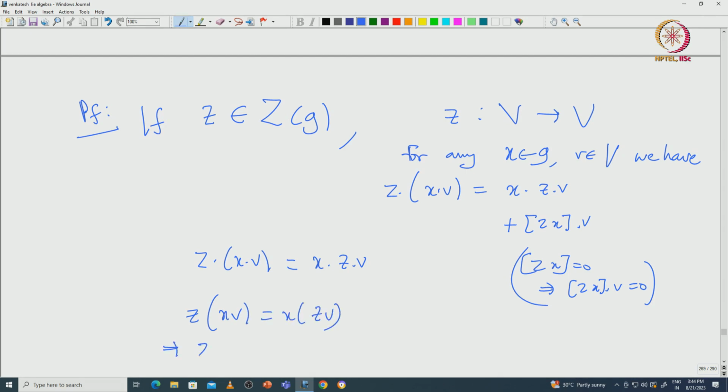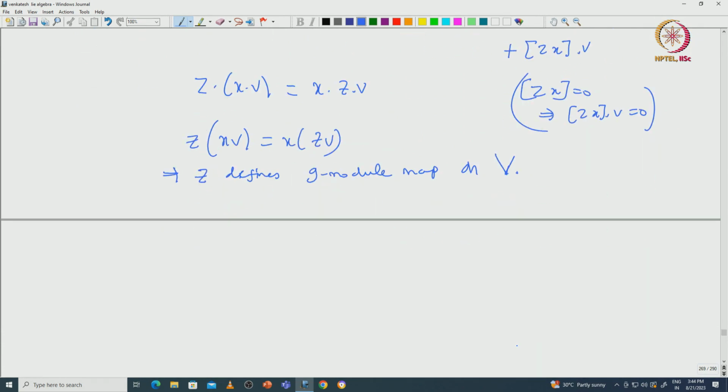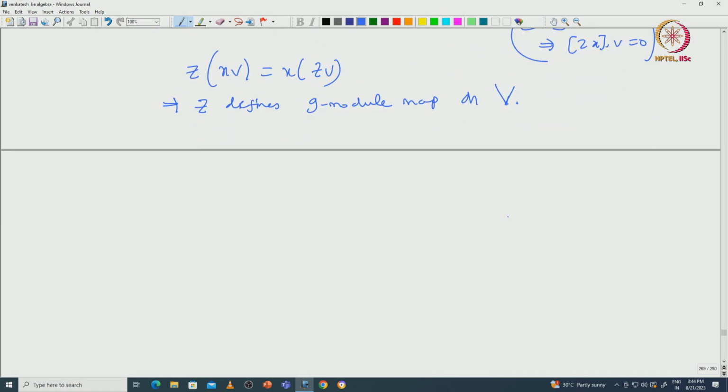So, that proves z defines a G module map on capital V. Okay. But V is given to be an irreducible representation. So, from Schur's lemma, we can see that Z on V is nothing but given by lambda times identity on V.